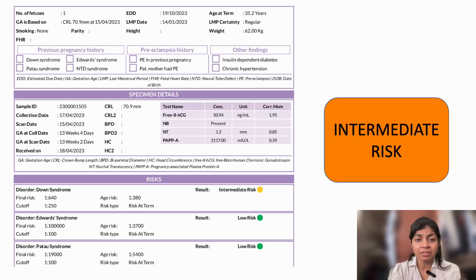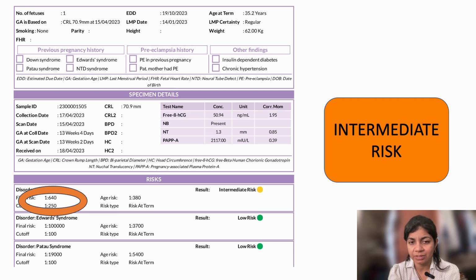And sometimes, as I told you, the report can come in this way also, where the risk for Down syndrome is around 1 in 640. So this is a kind of intermediate risk, when it falls between 250 and 1000.